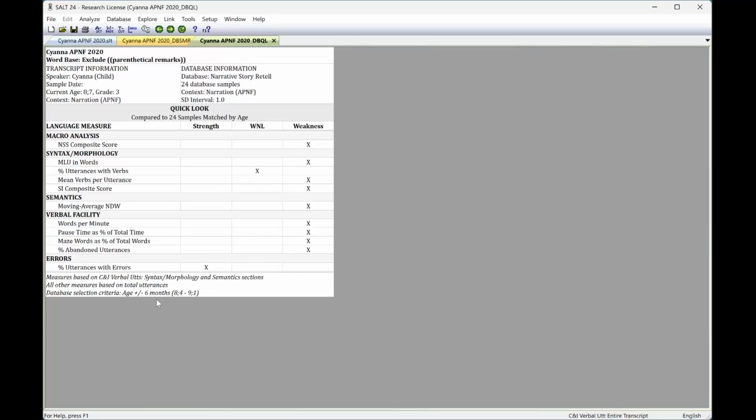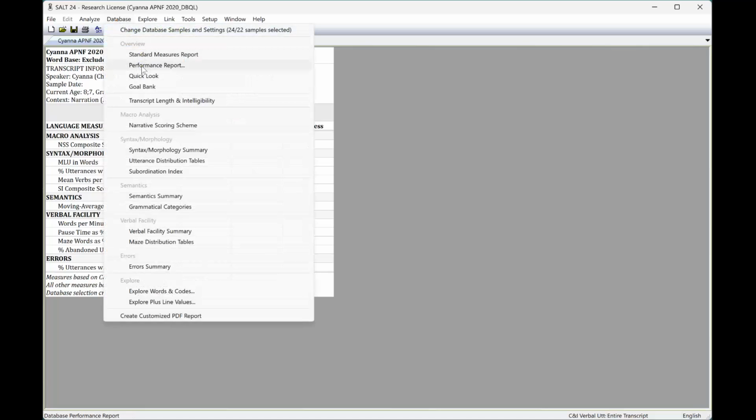And we can say, oh, one of Cheyenne's strengths is she doesn't make a lot of errors in her whole utterance. However, she's really struggling with those verbal facility measures that we talked about, her pause time and being able to formulate utterances easily. Those can be relative weaknesses, but it's really nice to have something very simple, easy to read if you're in meetings. And then I'm just going to show you the performance report as well.